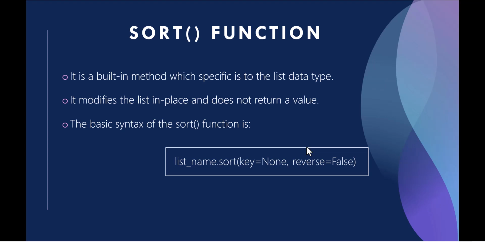It is a built-in method specific to the list data type. Most probably the sort function is used with the list data type. It modifies the list in place and does not return a value. It is going to modify the original list and does not return any value. The basic syntax of the sort function is list name dot sort of key equals none. Again, it is optional. Reverse is also optional. If we have that requirement, we can add it. I'll show in an example how to use this reverse.